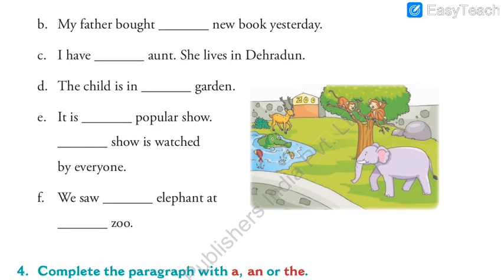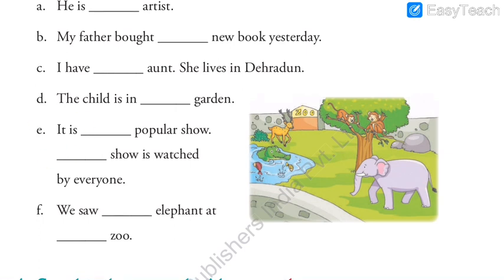So here basically, if you can see the blank, what will be the answer? First let me read the question again. I already solved it, but this is the recap of the previous lecture. It is dash popular show. Dash show is watched by everyone. So in the first blank yesterday, we filled a, and in the second blank we filled the. So it is a popular show.